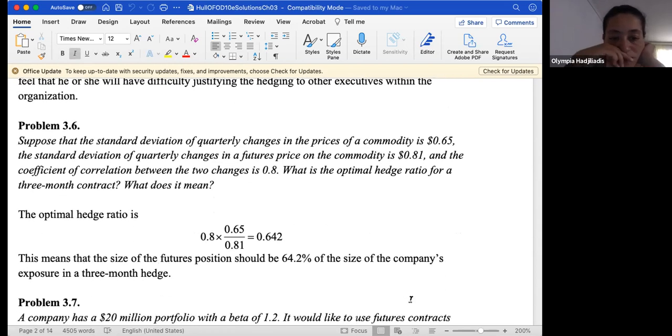The optimal hedge ratio is 0.8 times 0.65 over 0.81, which is 0.642. This means that the size of the futures position should be 64.2% of the size of the company's exposure in a 3-month hedge. Okay.